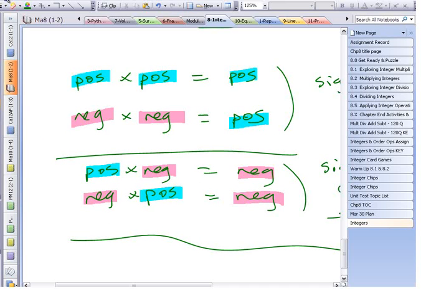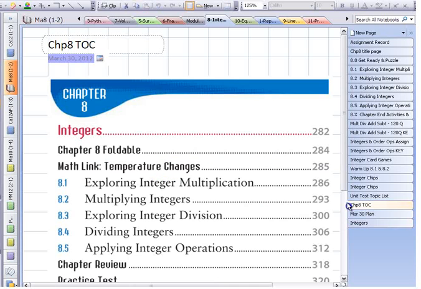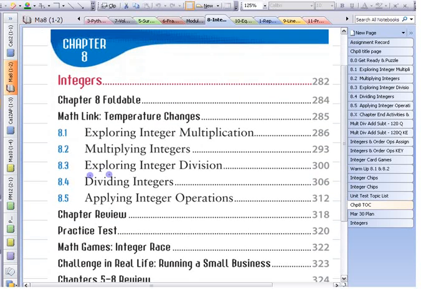You have lots of stuff to do in your study guide here. I want you to see all that's involved in here; remember I showed you the table of contents. This is what's involved in chapter 8. 8.1 is exploring integer multiplication. They use integer chips and all those kinds of things. I would like you to understand how to work with things in terms of integer chips. But the next section is also integer multiplication, where you're trying to come up with the answer without drawing lots of pictures.